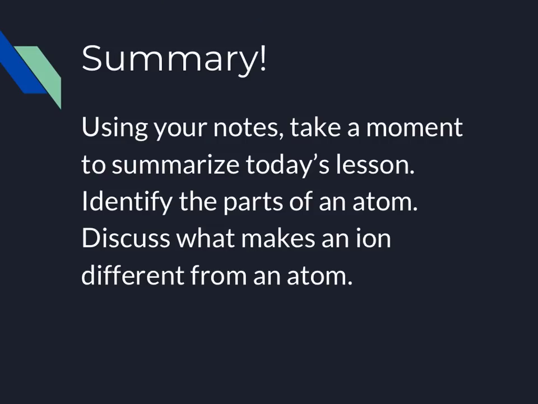So the last thing I want you to do for your notes is go through and summarize today's lesson. So just in a few bullet points, take out the most important information. You might want to look at the different parts of the atom, the subatomic particles, the nucleus, the energy levels, the electron cloud. And then I want you to also discuss what makes an ion different from an atom. What is actually going on inside of the atom to make it different from what is going on inside of an ion? Just take a few minutes to do that. You shouldn't be writing more than 3, maybe 4 sentences there.